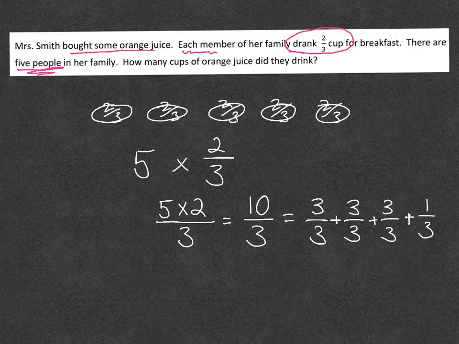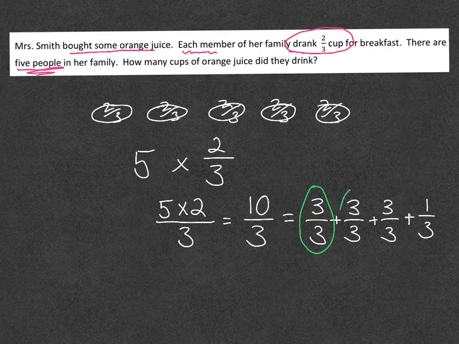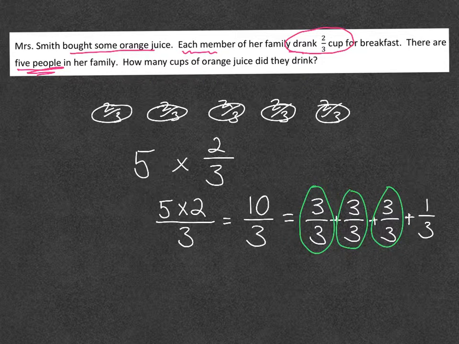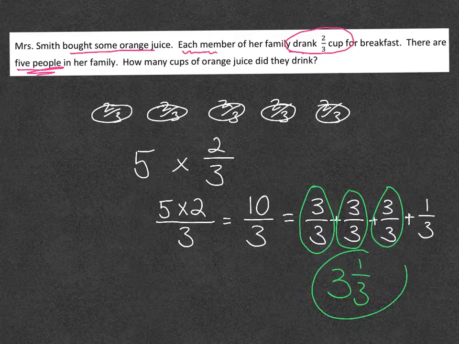So how many groups do we have? We've got 1, 2, 3 groups. Well, we have 3 wholes and 1/3 left over. And 1/3 is in simplest form. We can't make that any lower than that. So our answer is 3 1/3.